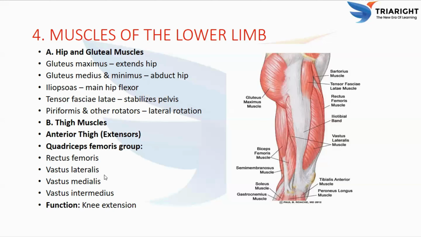Whereas vastus medialis is on the medial side of the thigh. So what does it do? It helps to stabilize the patella, which is very important clinically. So vastus intermedius is very deep to rectus femoris. It is a powerful knee extensor. So overall function is knee extension. This is used in kicking, standing up, walking and also running.